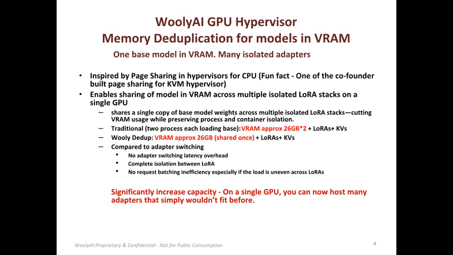Another option is to use adapter switching or shared batching, as supported in tools like VLLM or LoRax. But these approaches have real drawbacks: latency overhead from switching, inefficient batching that slows down requests, and no process isolation between adapters, a big problem if you're serving different business units.